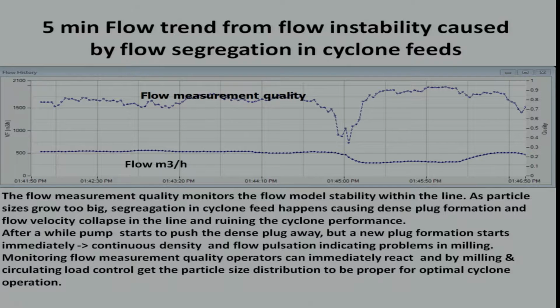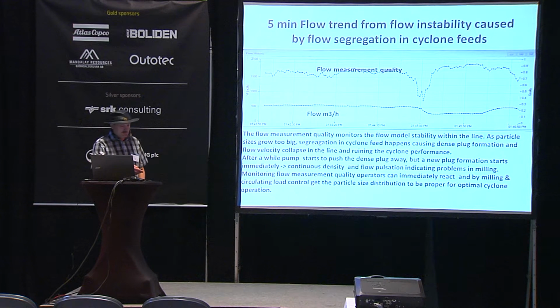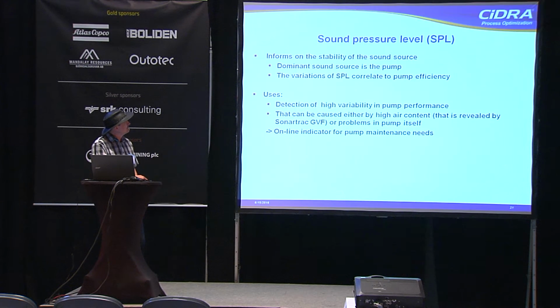Here is an example from a customer. We can see that the flow measurement quality value has dropped here because of segregation, and after that even the flow velocity drops, and then the pump starts to rush it to the next stage, so the density pulsation is ongoing.